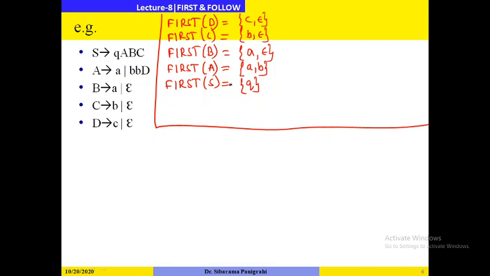Yes, sir. Okay. Now we will compute follow. So first I will compute follow of S. So all of you please compute follow of S.